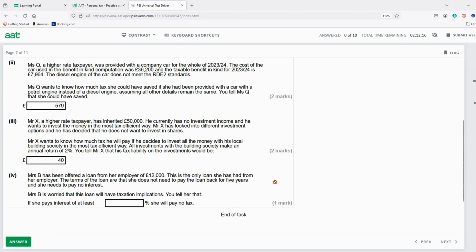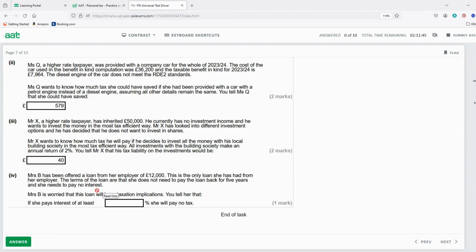Now, the final part of this question is Mrs. B has been offered a loan from her employer, 12,000. This is the only loan she has had from her employer. The terms of the loan are that she does not need to pay the loan back for 5 years and she needs to pay no interest. So, in other words, this is a beneficial loan. Remember, anything more than 10,000. So, small loan exemption is up to 10,000. So, of course, this is more than that.